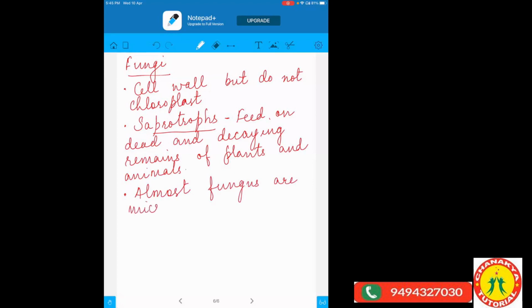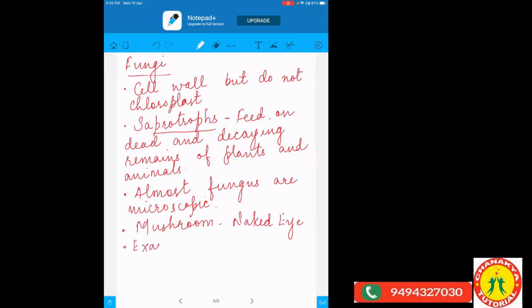But mushroom, have you seen the mushroom? Mushroom is also a type of fungus which is visible to us with our naked eyes. So almost all the fungus will be microscopic, but mushrooms are visible to us with the help of the naked eye.